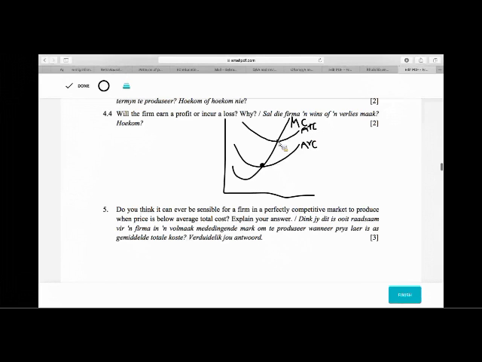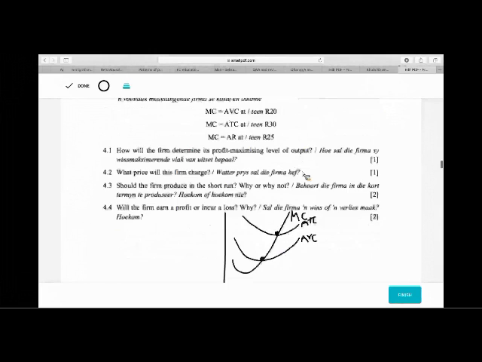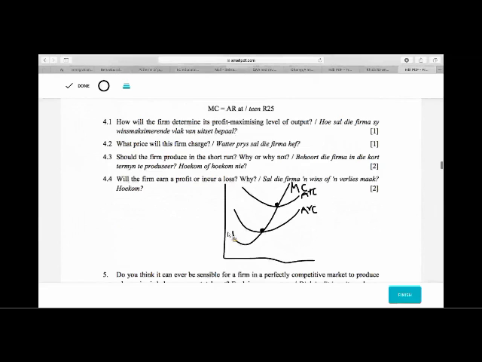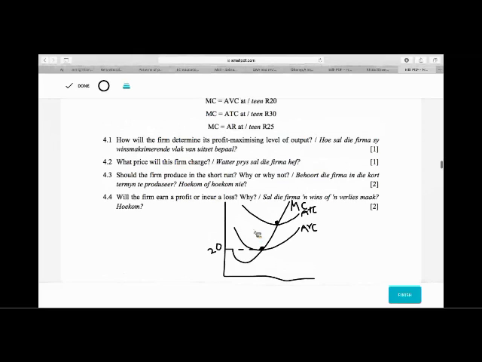So when MC is equal to AVC, that happens at AVC's minimum. So what I can say is that this point here happens at 20 Rand. MC is equal to ATC when ATC is at a minimum. So I can say that this value over here is 30. Okay, so that's that information. The third condition then says MC equals average revenue at 25.